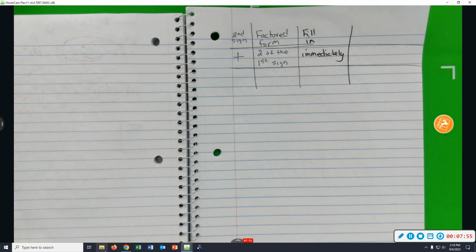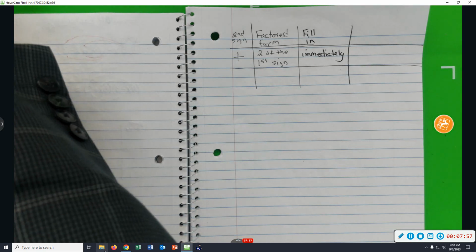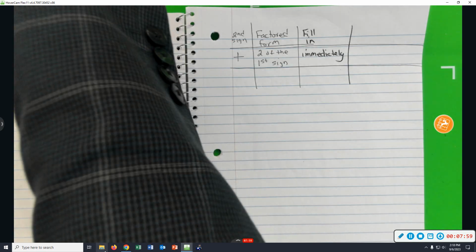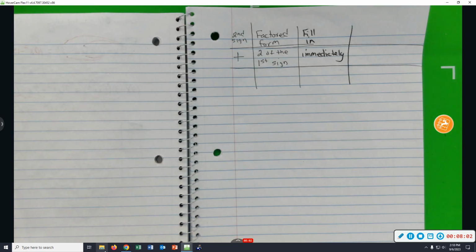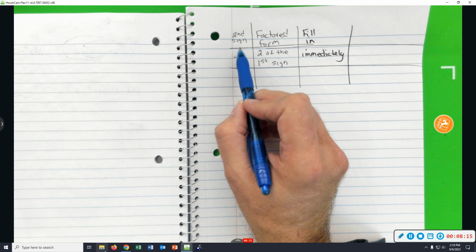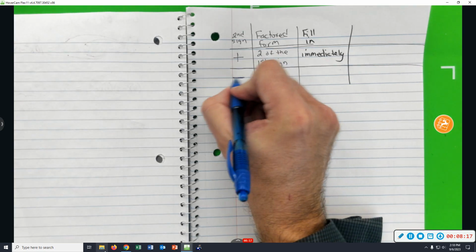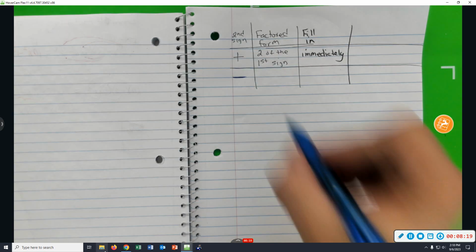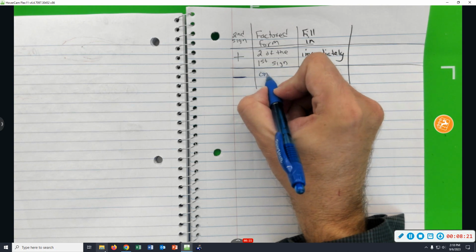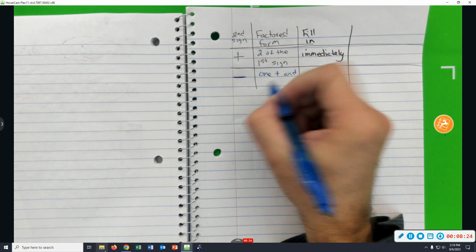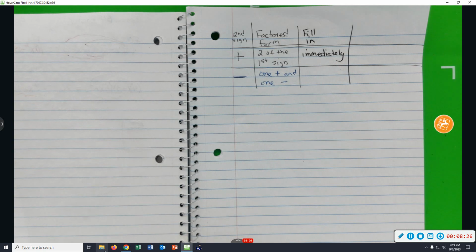Before you ever came in here today, you could have answered this question. What type of numbers multiply together to give a negative number? Would it be positive times positive, negative times negative, or 1 plus and 1 minus? A positive and a negative. If the second sign is negative or minus, there's 1 plus inside the parentheses and 1 minus.